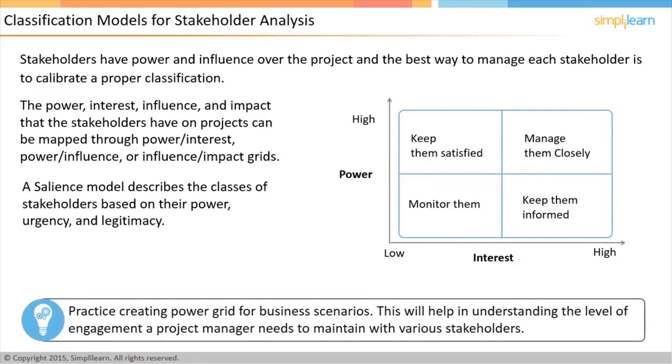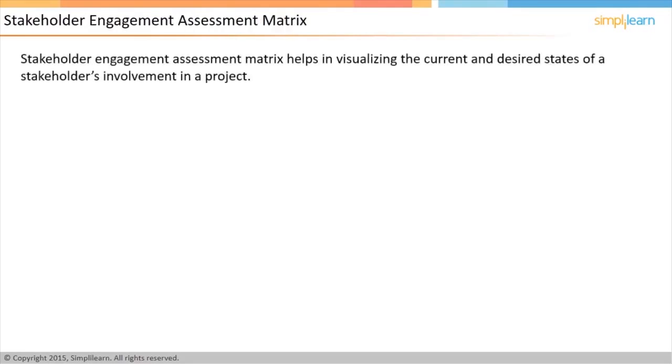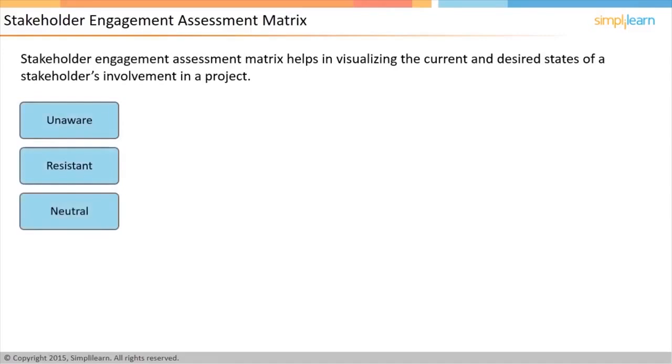In the next screen, let us discuss the Stakeholder Engagement Assessment Matrix. The Stakeholder Engagement Assessment Matrix allows visualizing the current and desired states of a stakeholder's involvement in the project. The 5 levels of involvement are unaware, resistant, neutral, supportive, and leading.